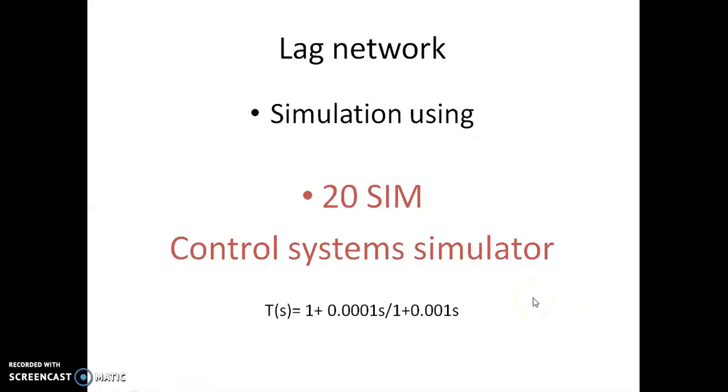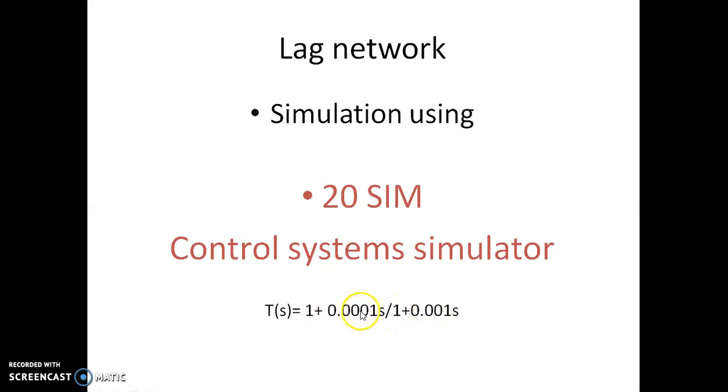So this is the 20-sim simulation we'll be seeing. You can see here the position of the pole, which is located with a time constant of 0.001 second, whereas the frequency of this happens to be 1 kilohertz, or 1 kiloradian per second.